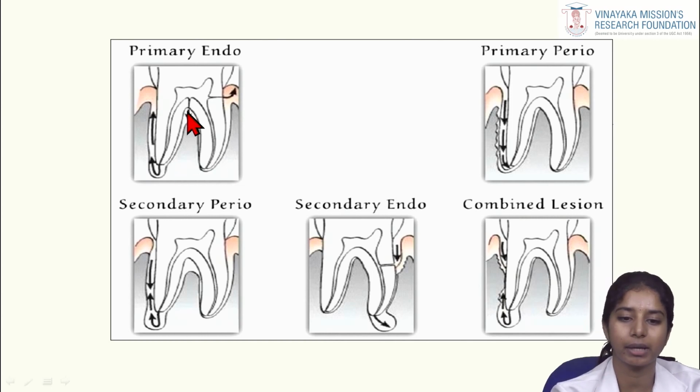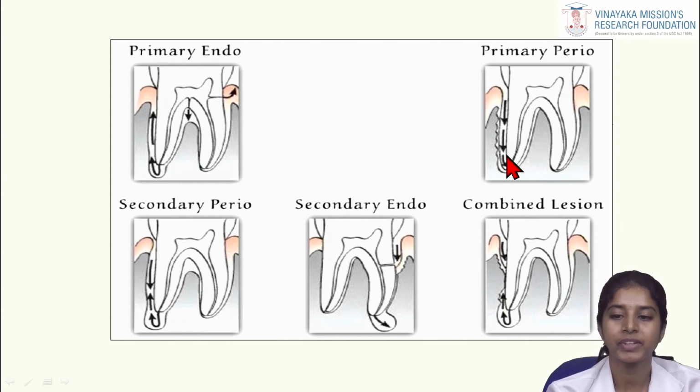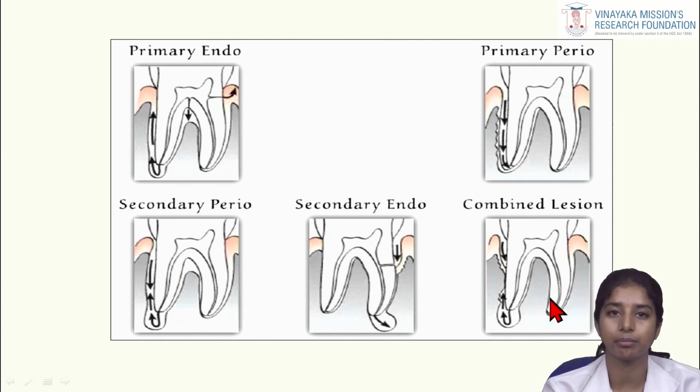It is the pictorial representation of the classification. First one, here we have primary endodontic lesion, and then primary endo with secondary perio, and then we have primary perio, and then primary perio with secondary endo, and then finally we have the combined lesion.